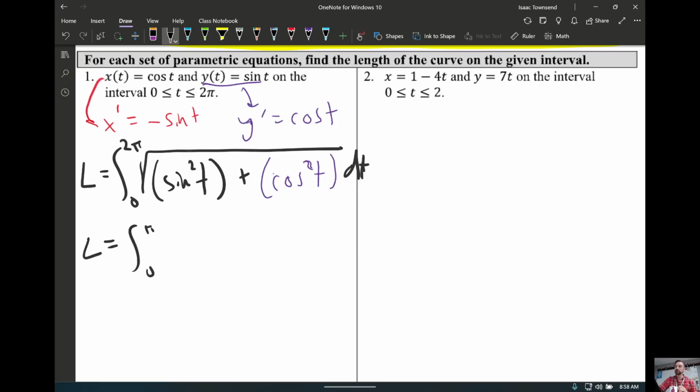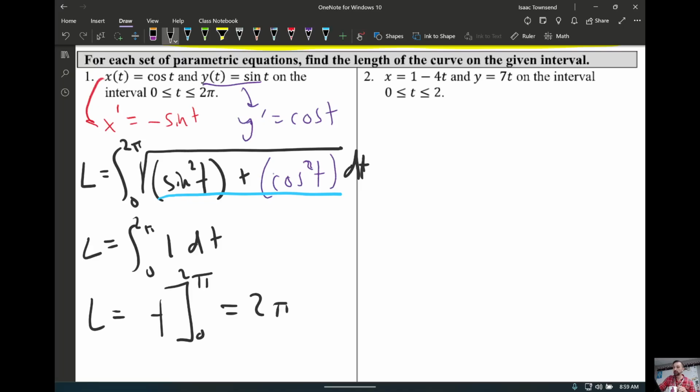And for this question, you would want to recognize that all of this inside becomes what? 1. And the square root of 1 is? And to integrate 1, we get what? So from 0 to 2 pi, plug in 2 pi, then plug in 0, and subtract them.